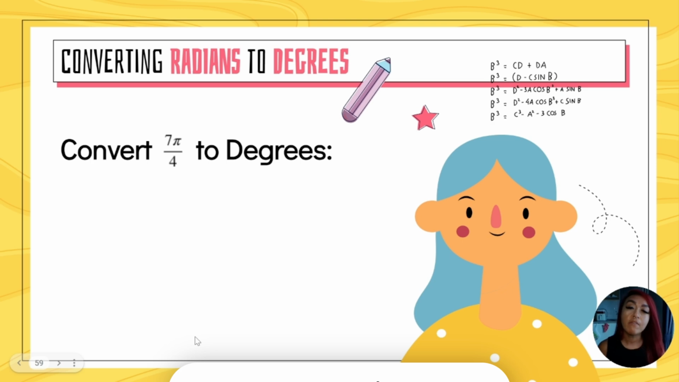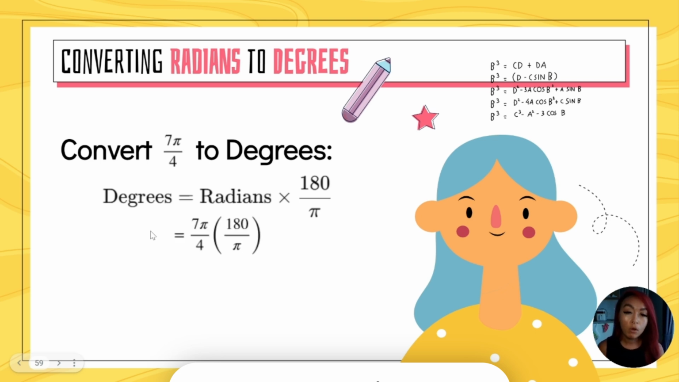Now let's convert 7 pi over 4 to degrees. So we're going to need our formula. Degrees equals radians times 180 over pi. So we'll substitute 7 pi over 4 for our radians. And we get 7 pi over 4 times 180 over pi.